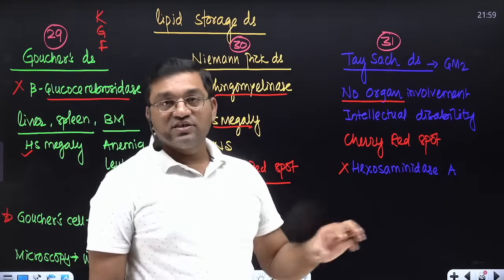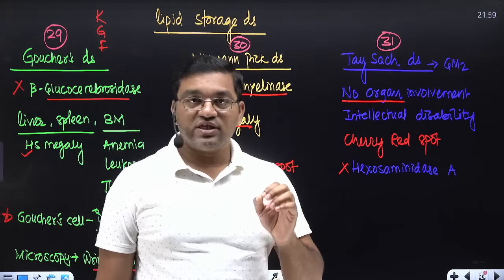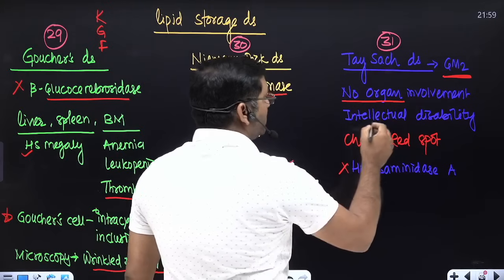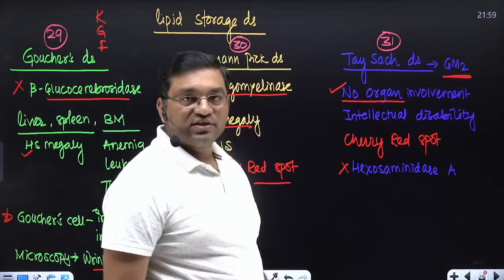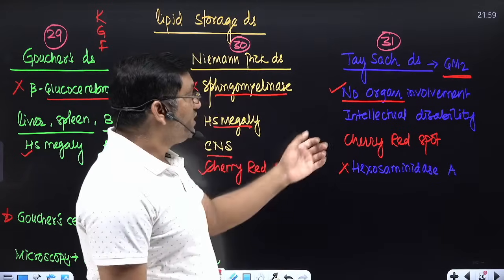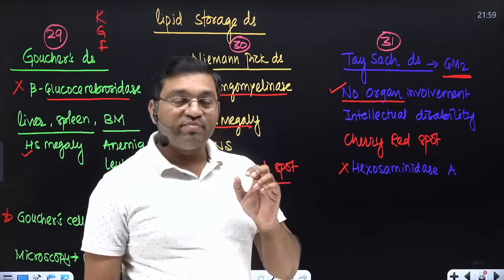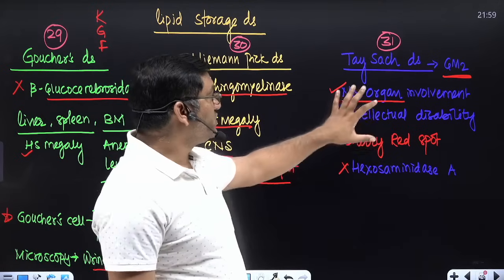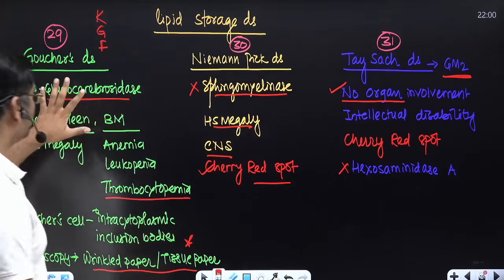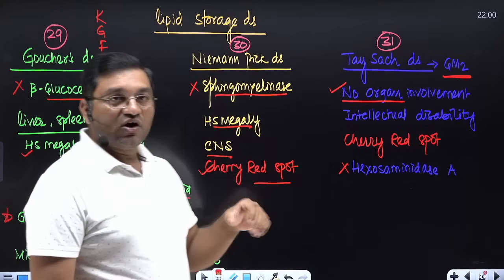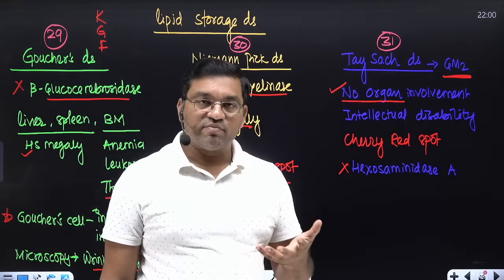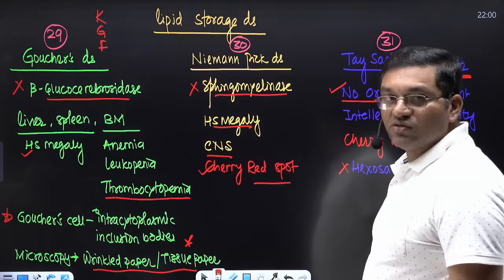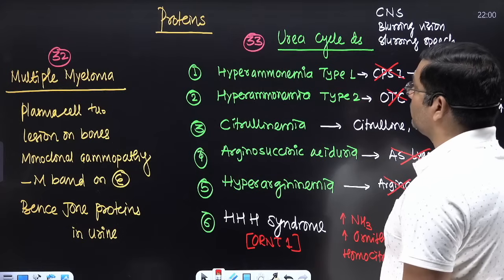Then Tay-Sachs disease is a GM2 gangliosidosis. There is accumulation of GM2 gangliosides. There is no organ involvement in Tay-Sachs disease. Hepatosplenomegaly is not there. There is intellectual disability, the brain is involved, and there is a cherry red spot on the macula. These are the features of Tay-Sachs disease. So remember Gaucher's disease, Niemann-Pick, and Tay-Sachs. All other diseases are there too: Fabry's disease, Farber's disease, metachromatic leukodystrophy, and Krabbe's disease. A number of disorders are there.